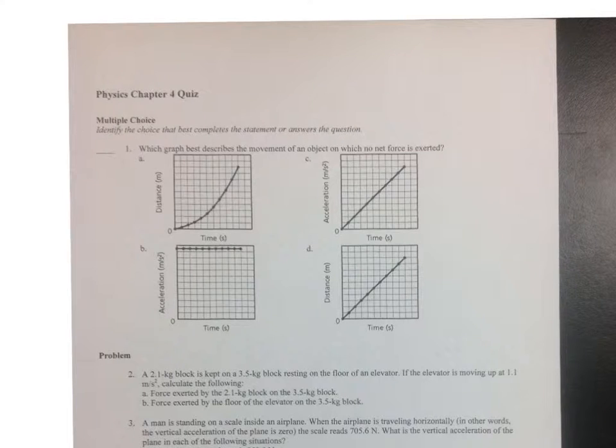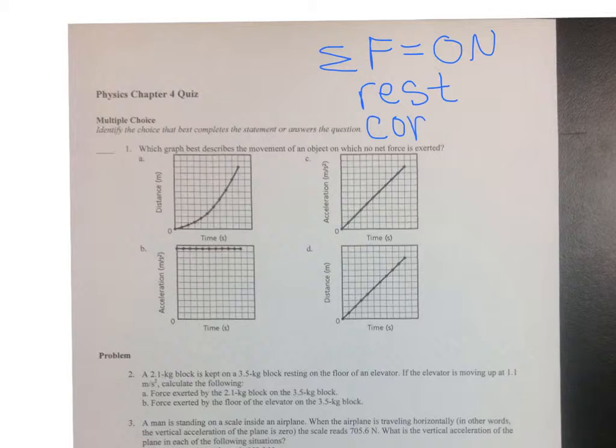Okay, so for the first question here, where it's asking you to identify which graph best describes the movement of an object on which no net force is exerted. So what we're saying here is that the net force on the object would have to be equal to 0 newtons. So the forces would be balanced, which tells us that that object is either going to be at rest or moving with a constant velocity.